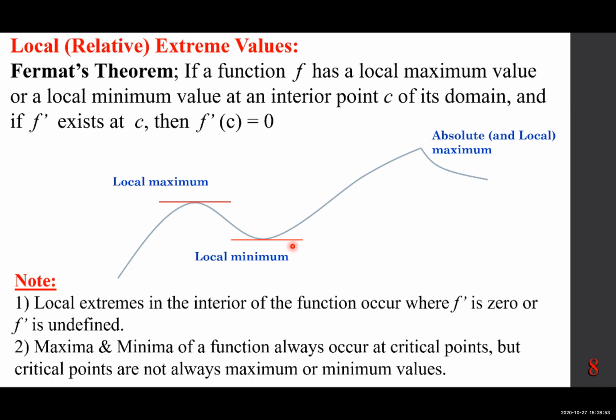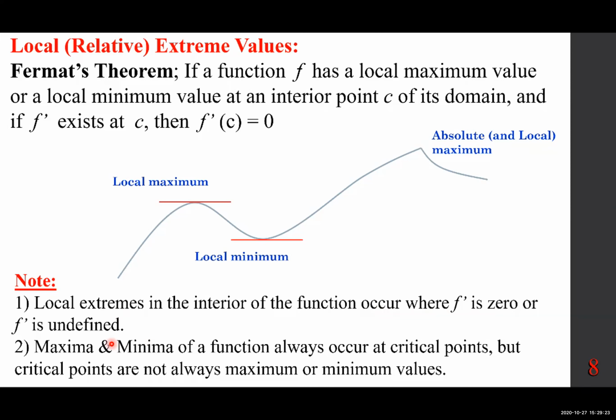So f prime does exist and f prime must be 0. On the other hand, here we have a sharp corner. f prime does not exist, okay? So if f prime exists, f prime must be 0. If it doesn't exist, it doesn't exist. Now, this note is important, but it's not necessarily the other way around. Meaning, local extremes in the interior of the function occur when f prime is 0 or f prime is undefined.